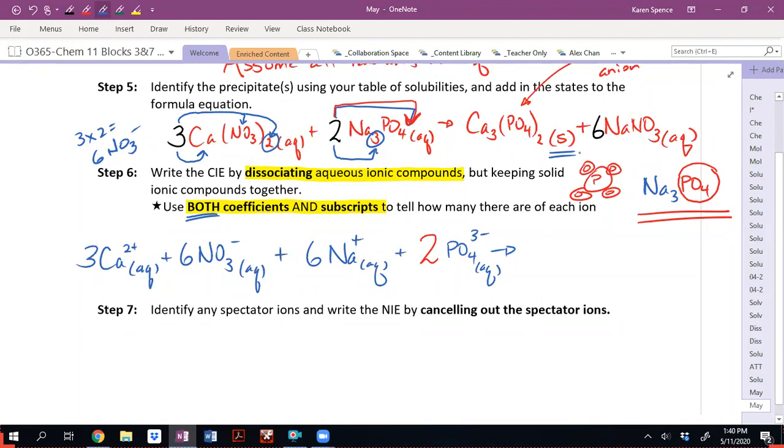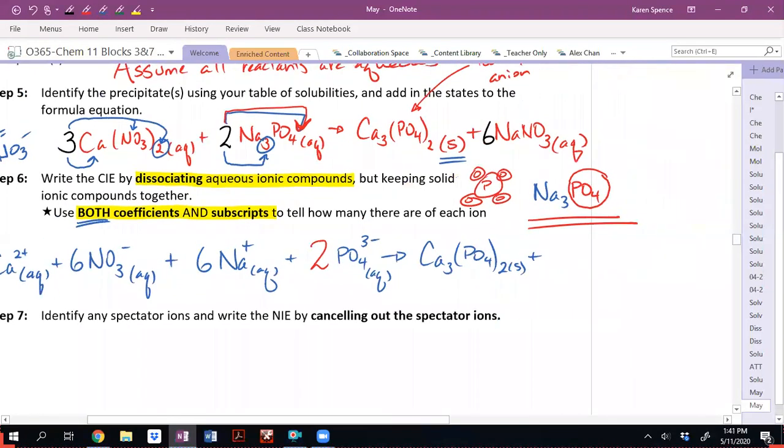Do solids dissociate, or do the ions stick together? They stick together, yep. So we have Ca3(PO4)2 solid, all just stuck together. And complete ionic equations are really annoying because they go on for a really long time.